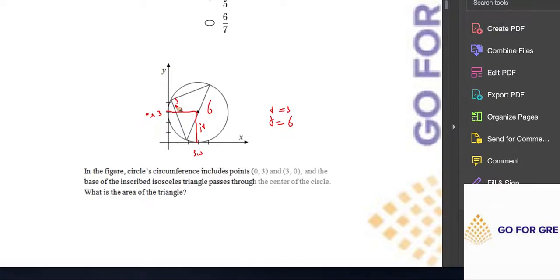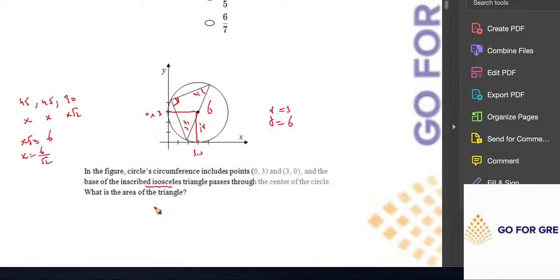This is the property: if a triangle is inscribed with a side passing through the center of the circle, the angle here will be 90. Whether these are 30 and 60, we cannot judge until it is mentioned in the question. It is mentioned it is an isosceles triangle, so it is 45 and also 45. Now what is the property of 45, 45, 90? It is x, x, x under root 2. So x under root 2 is equal to 6, so x is equal to 6 over under root 2.